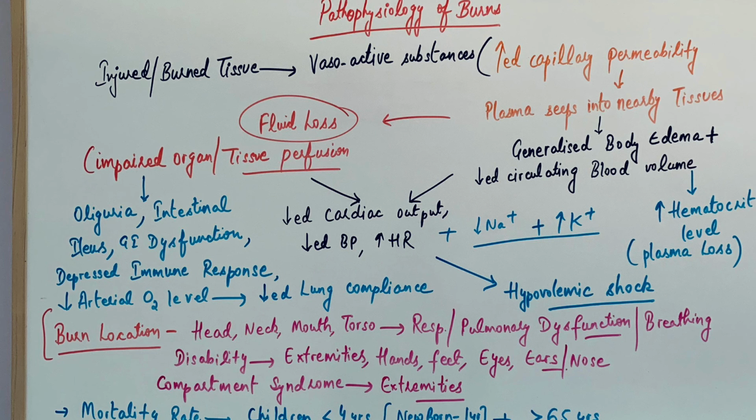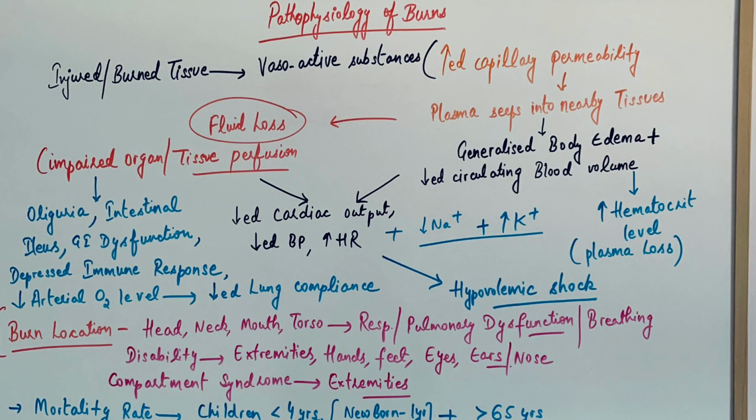Moreover, because the plasma seeps into the tissues and there is decreased blood volume, it can lead to further fluid loss from the body. This leads to impaired organ or tissue perfusion, because the tissues and organs need a constant supply of blood and oxygen to keep functioning. If the fluid is lost in an excessive amount, there are impaired oxygen levels in the tissues and in the organs. So tissue perfusion has decreased.